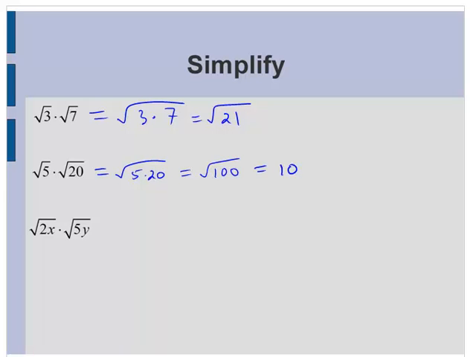All right, try this last one on your own. Square root of 2x times the square root of 5y. This would be the square root of 2x times 5y, which would be the square root of 10xy.